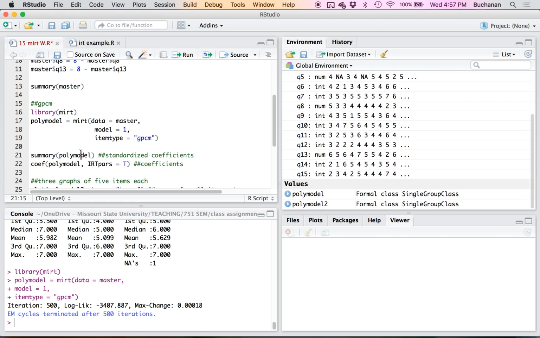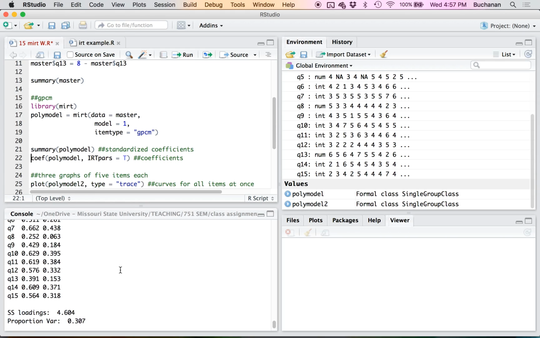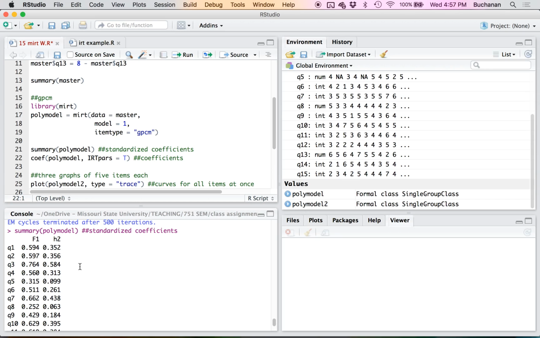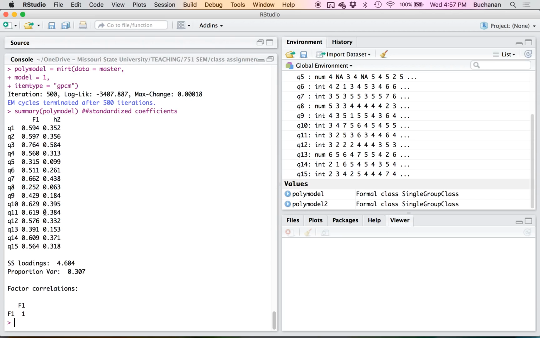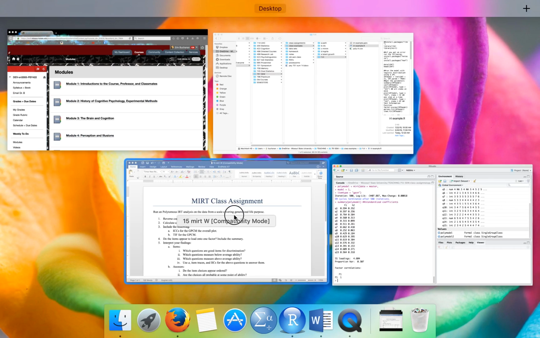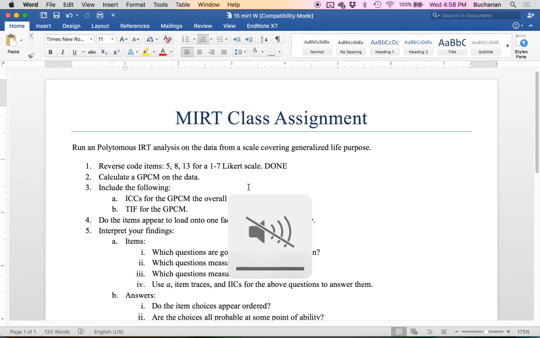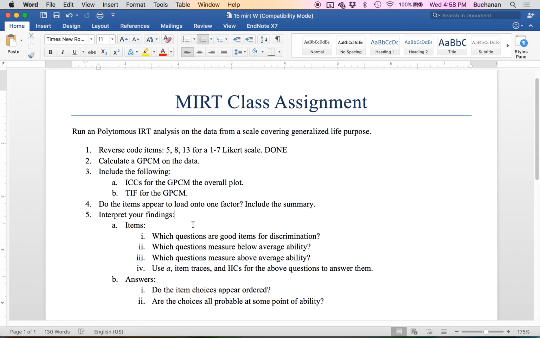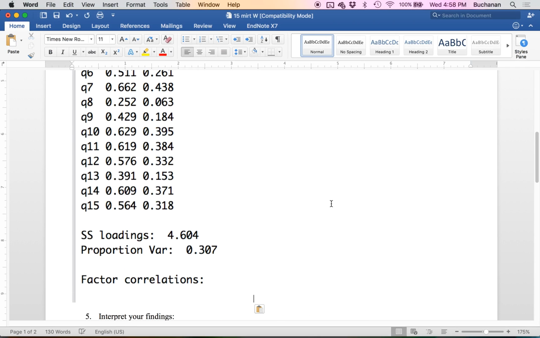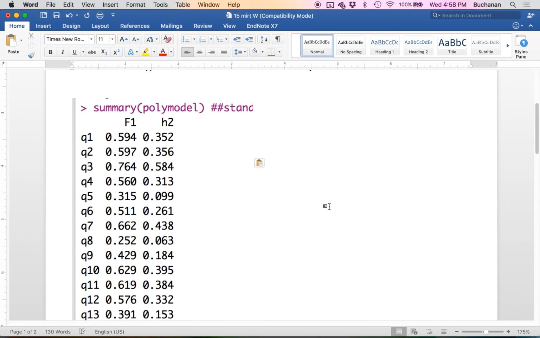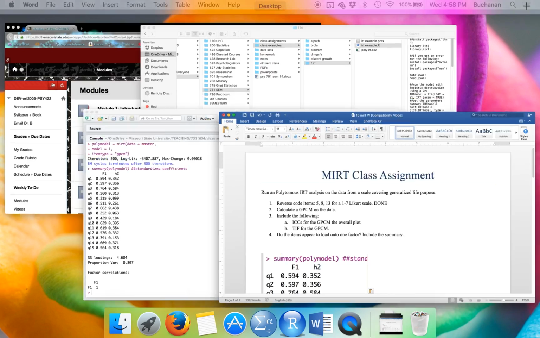to try this again. So if I look at my summary of this particular model, I can see that question 8 is poor. So remember, you can treat these like factor coefficients, and 8 is pretty low and 13 is pretty low. And 5. So our reverse coded items are already causing a problem here. So I'm gonna include those in this summary. So yes, they appear to load on one factor, although I'd probably ditch a couple of the items.